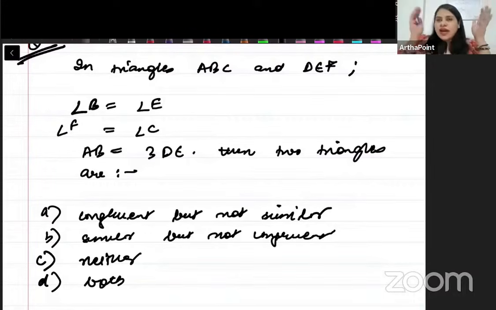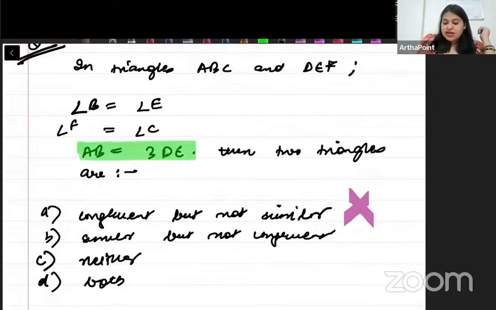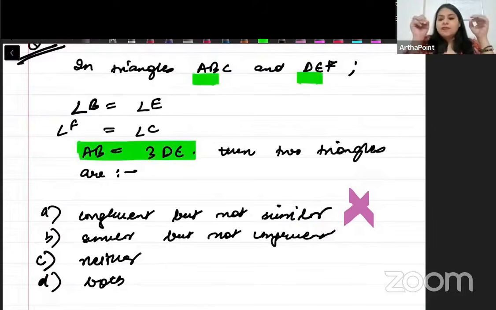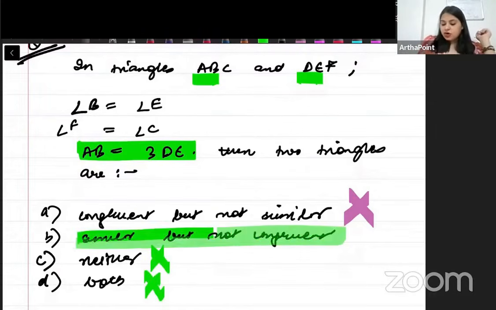Beta, first understand this. We studied that if a triangle is congruent, it is automatically similar. That's the first thing I taught you. So that means that this is incorrect. Now just read about it. I can only have congruent triangles if they have the exact same size. But the size is not the same, because AB is 3 times DE. They are in the same proportion, but they don't have the same size. So it is not congruent. So the answer will be similar but not congruent.